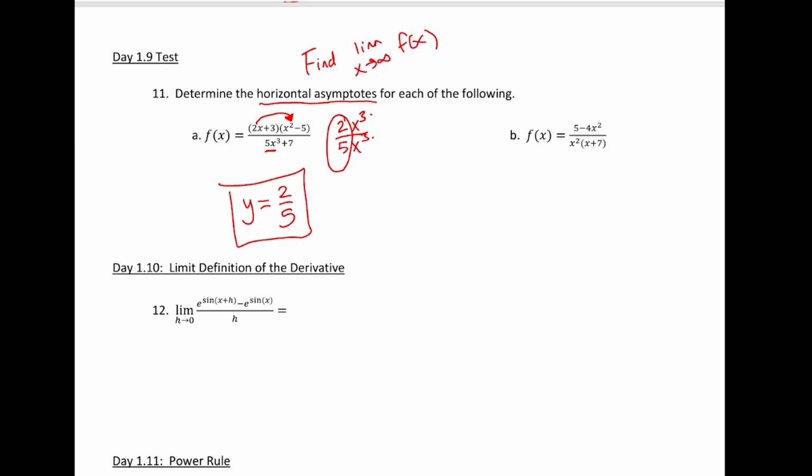Part B, we're going to approach very similarly. Take a look at the leading term on the top, this negative 4x squared. Leading term on the bottom is going to be x cubed. And anytime the leading term on the denominator grows faster than the numerator, meaning if it's a rational function here, we're going to look at those degrees. If the degree in the denominator is larger, then the horizontal asymptote is always going to be 0.